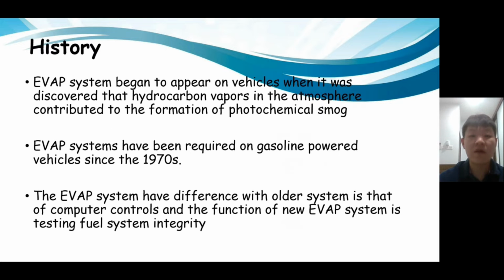The history of the EVAP system is that it began to appear on vehicles when it was discovered that hydrocarbon vapor in the atmosphere contributes to the formation of photochemical smog. EVAP systems have been required on gasoline-powered vehicles since the 1970s. The difference from the older system is computer control, and the function of the new EVAP system is testing the fuel system integrity.